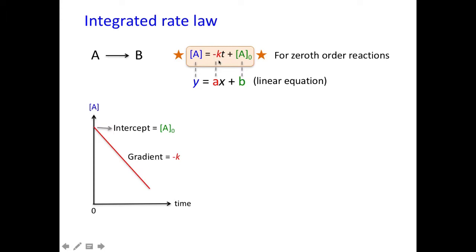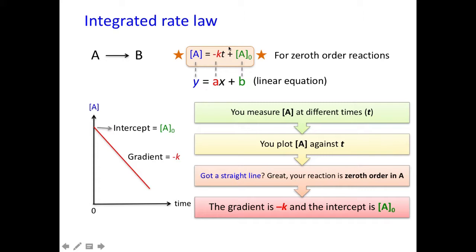Now, how can we use this expression and this knowledge of the linear equation? First, you go to the lab and you measure the concentration of A at different times t. So you make a table. Then you plot the concentration of A against time. So you get different points here. And did you get a straight line? If yes, great, your reaction is zeroth order. Actually, zeroth order doesn't depend on concentration, so we don't need to say with respect to A, but your reaction is a zeroth order reaction.